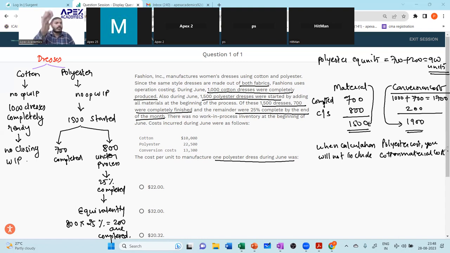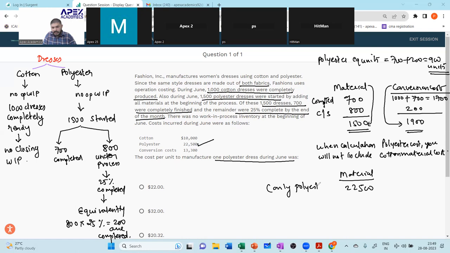Why will you include the cost of cotton? You are doing the calculation of polyester. So, what is the material cost for you? It is 22,500. Only polyester.